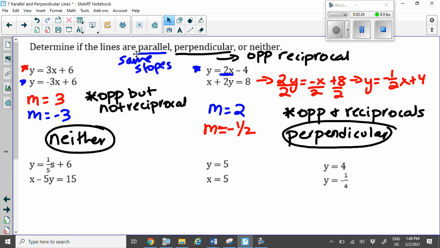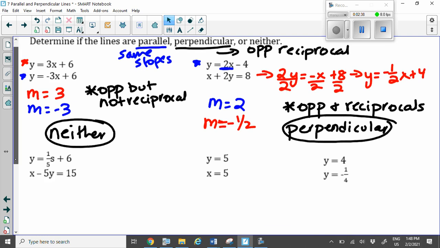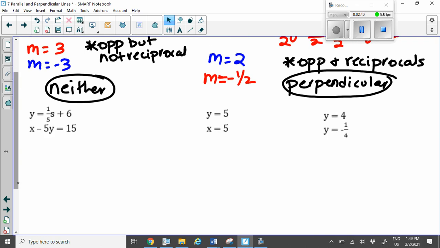Okay, I would like you to go ahead and pause the video and try the next one: y equals 1/5 x plus 6, and x minus 5y equals 15. So go ahead and try that one on your own. Okay, let's see what you got. So we have y equals 1/5 x plus 6, just so we can keep the variables the same.